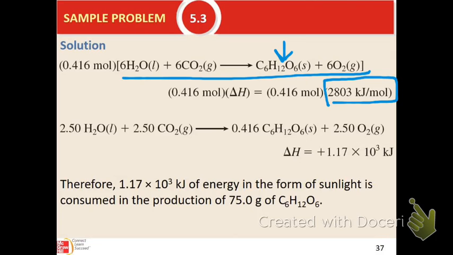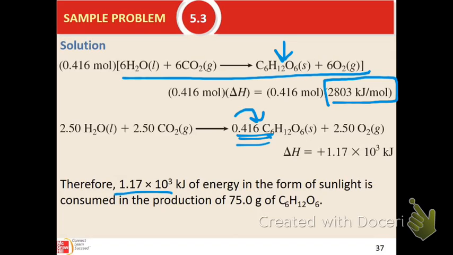Which means that if you were to multiply that 0.416 through there to get this 0.416 mole of glucose, that you get 1.17 times 10 to the third kilojoules.